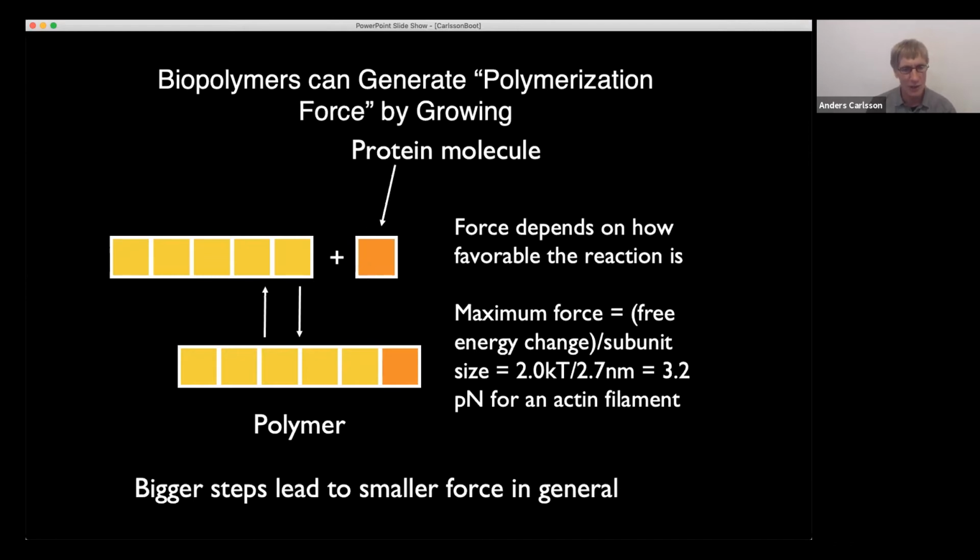So basically, each one of these squares here is 2.7 nanometers. That's the step size for an actin filament. And so this is a prediction that it should be possible to generate about 3 piconewtons of force by a growing actin filament. And this depends on the actin concentration. That's where the free energy has to do with the actin concentration also. So I just chose a particular value here, but that's the general ballpark that the force scale is on the order of piconewtons for forces generated by biopolymers.